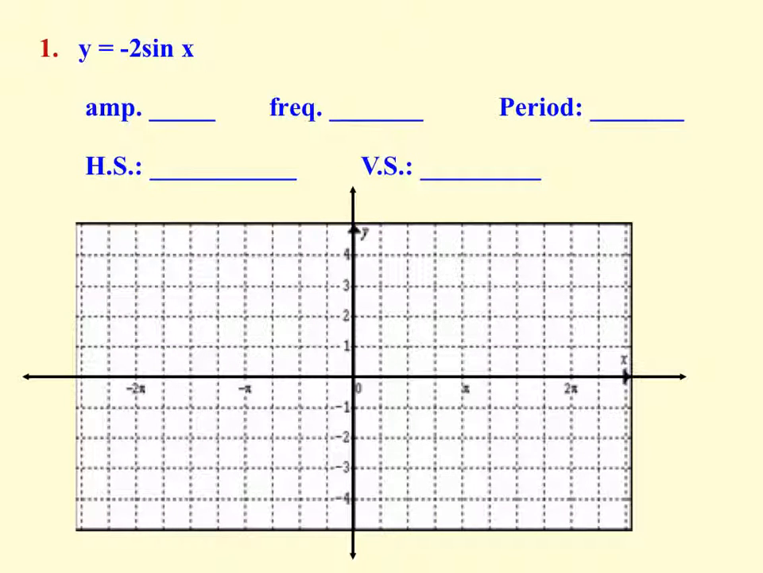And so for our first example here, we have y equals -2 sine of x. And so that negative tells us that we're going to reflect over the x-axis.